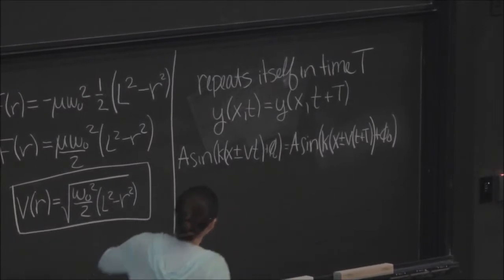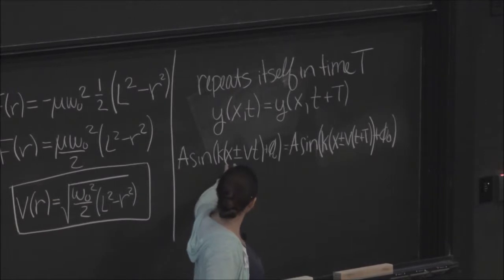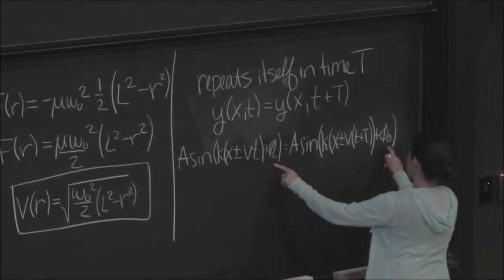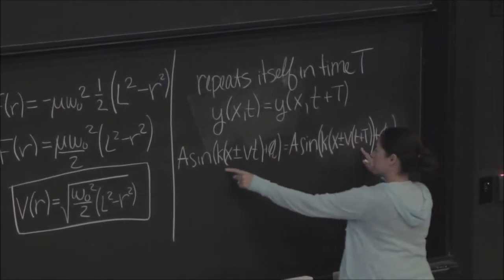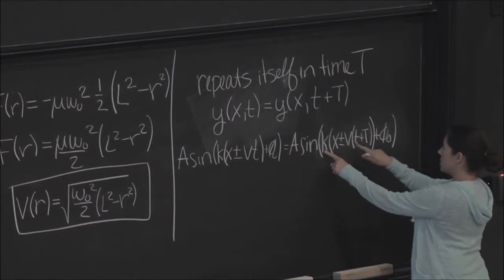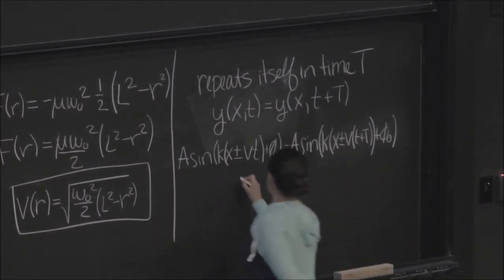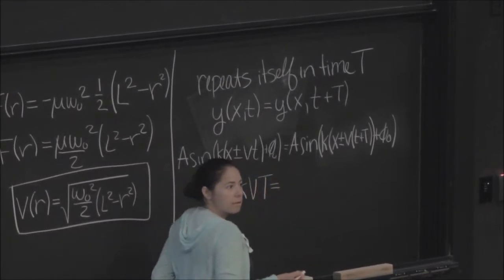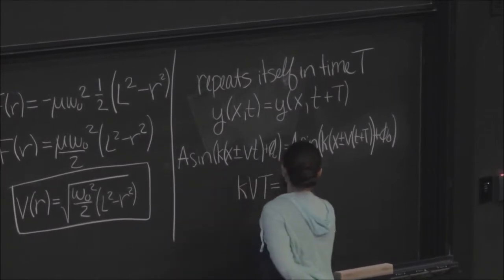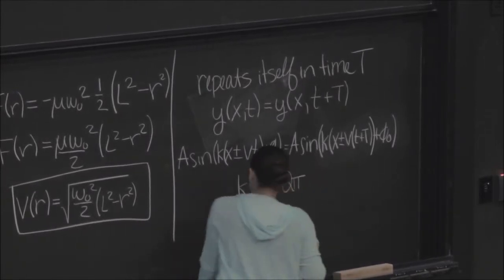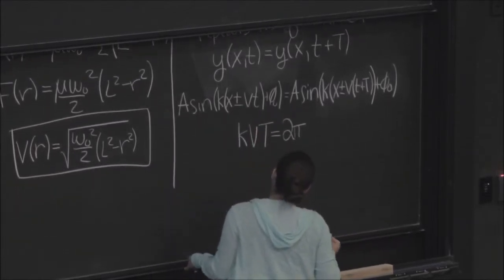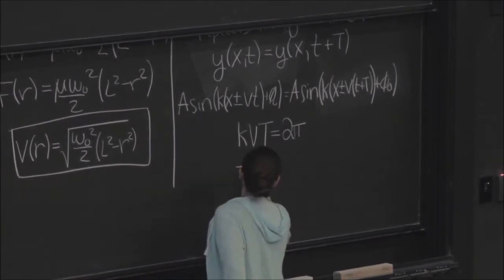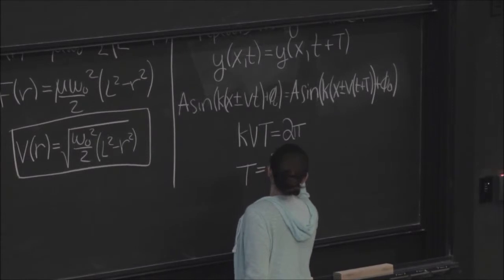Okay. The only way these guys can be equal, see, they each have a term kx that's identical. They each have a term vt that's equal, little t. They each have a phi naught. The only thing this guy has that guy doesn't have is kv big T. So what must kv big T equal? It better equal 2 pi n. So I'm just going to, let's say, equals 2 pi. Okay, so that tells me that my period, the time it takes for it to repeat itself, is 2 pi over kv.